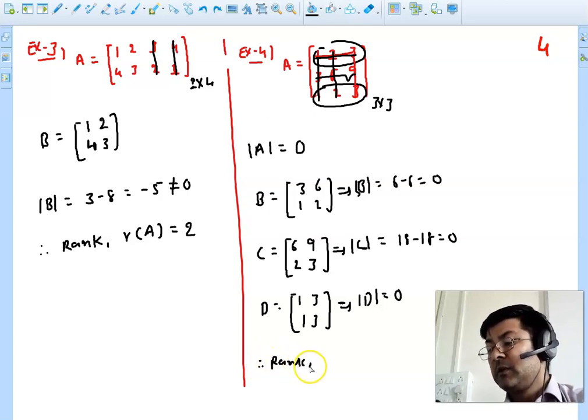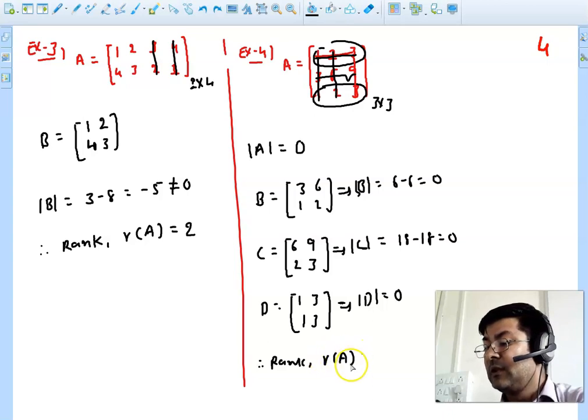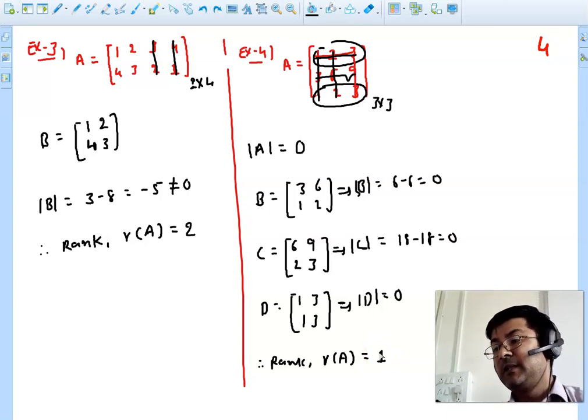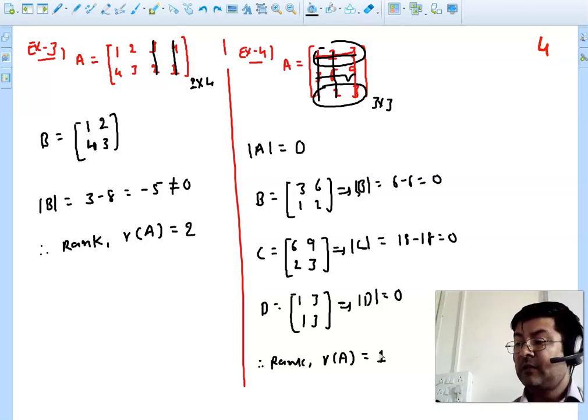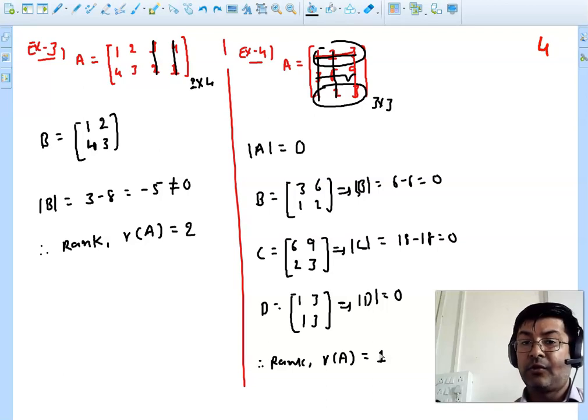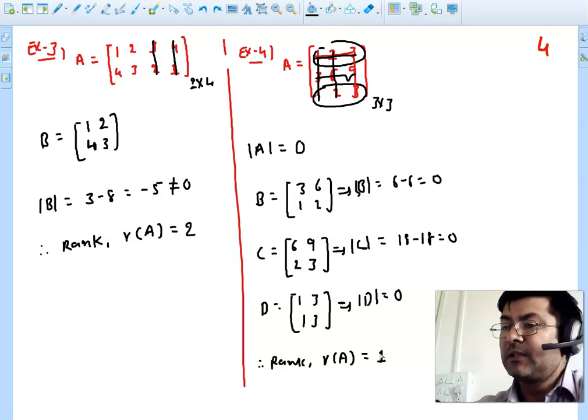Why? Because if you take a square submatrix of order 1, then you will get at least one element which is non-zero, except the null matrix. We know what is a null matrix. In a null matrix, all the entries are 0. Yes or no? Each element is 0. So if a given matrix is a non-null matrix, and the order is not 3 or 2, then the rank will always be 1 for a non-null matrix. Clear?